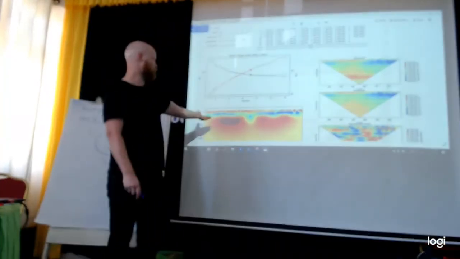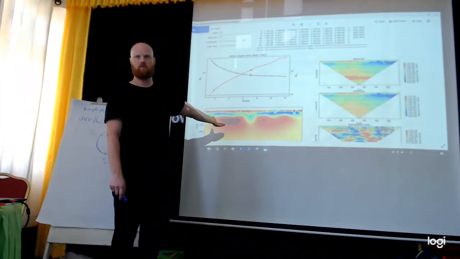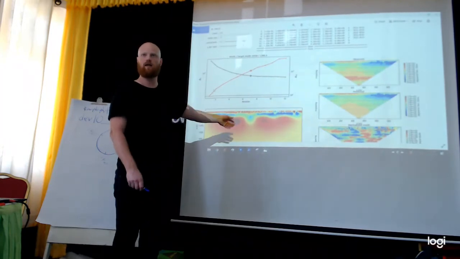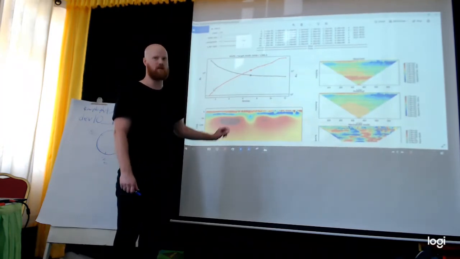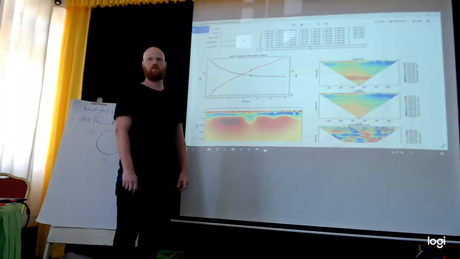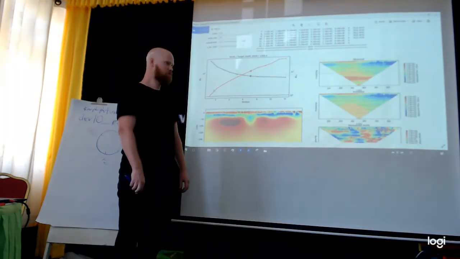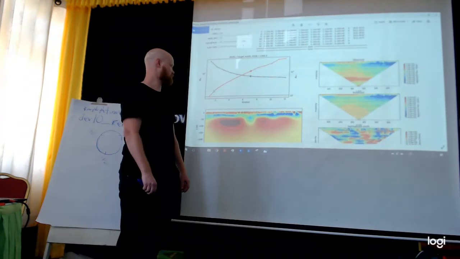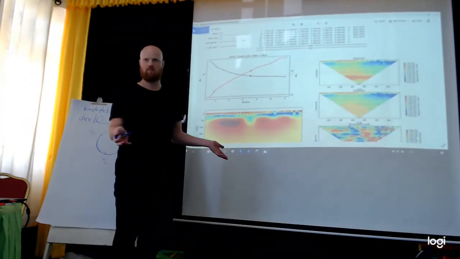And so we do not want to give this model to somebody or try to explain the Earth with this answer, even if it looks pretty.